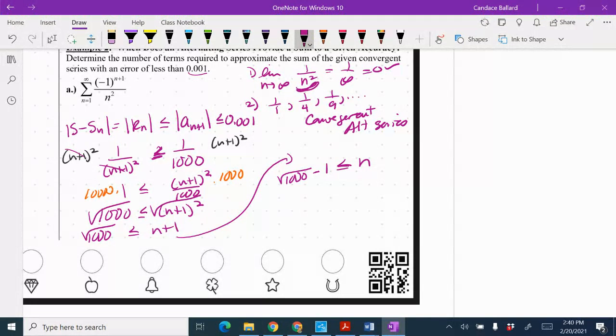I'm going to go ahead and put that in my calculator. I'm going to reverse the order a little bit here. I'm going to say n is greater than or equal to the square root of 1000 minus 1, and I get 30.6227. Which, I really want n to be a whole number. It can't be a decimal, so I would round that up. So my n value is 31. So if my n was 31 or greater, I would have an error that was less than 0.001.